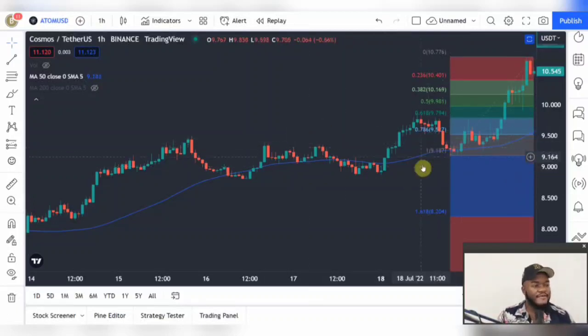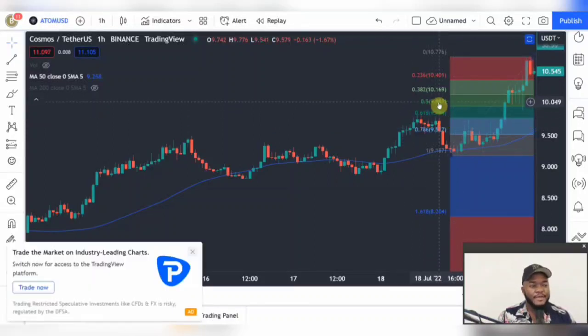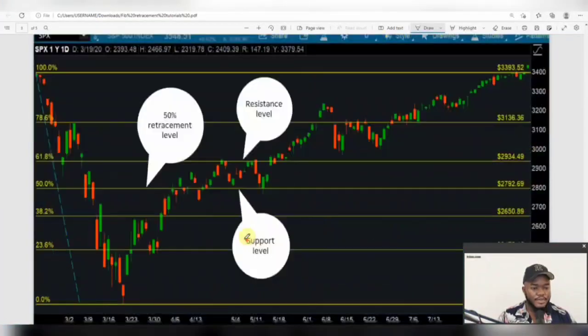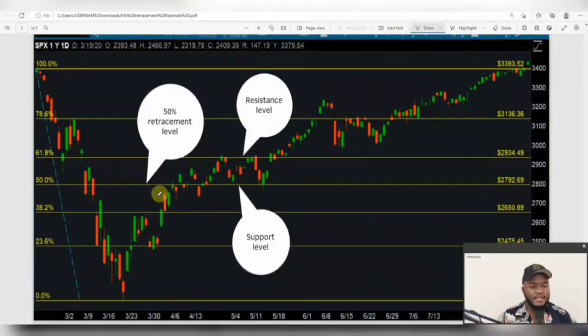Now we have 61.8%, 50%, and 38%. So now there is what you call the golden pocket level. Let me show you what the golden pocket level is, how to know the key levels to go in using Fibonacci. So I think I'm going to scroll up for you to understand something now. There is what you call the golden pocket level, and the golden pocket level is a good golden area to enter using the Fibonacci levels.